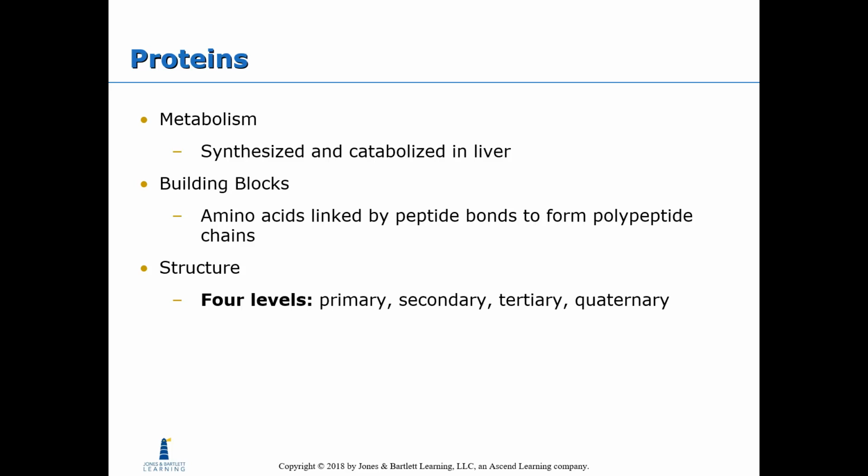So now that we've covered amino acids, which are going to come together to produce proteins, we're going to jump right into talking about proteins. Proteins are synthesized and catabolized in the liver, so they're created and broken down predominantly in the liver. The building blocks of proteins are amino acids, and those are linked by peptide bonds to form polypeptide chains. And there are 4 structural levels of protein structure. So we have primary, secondary, tertiary, and quaternary.